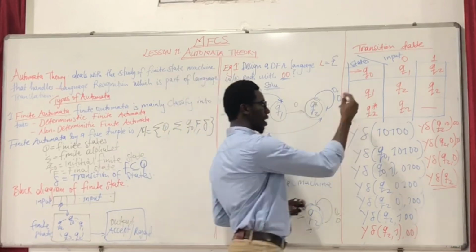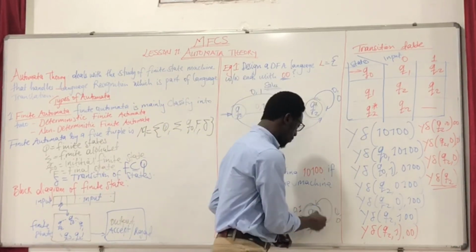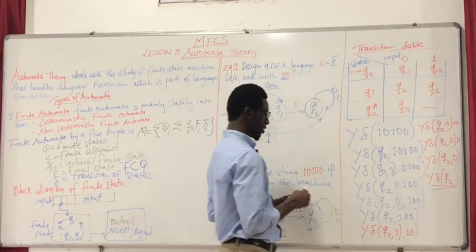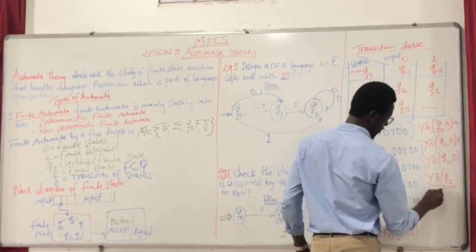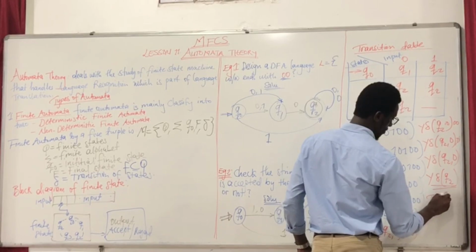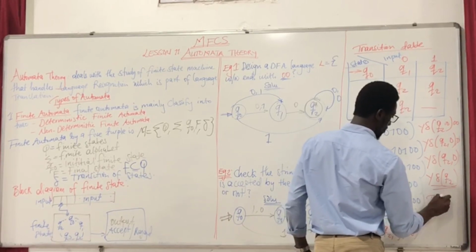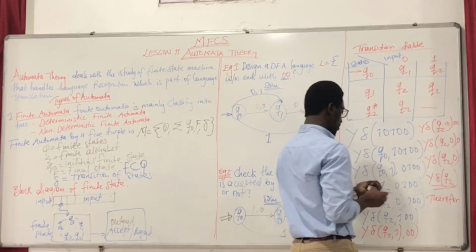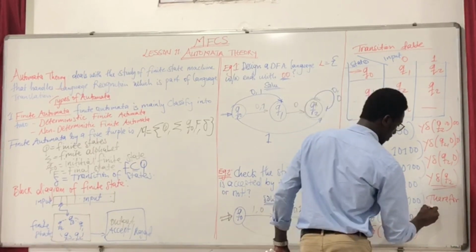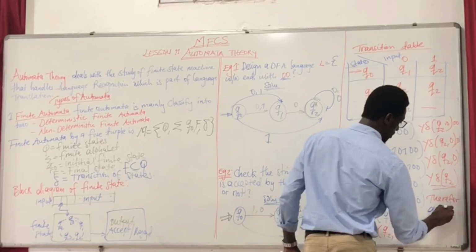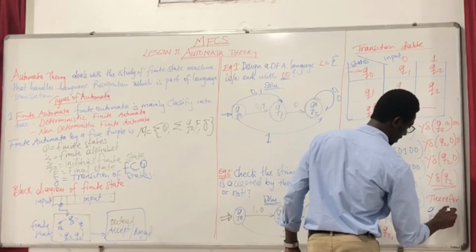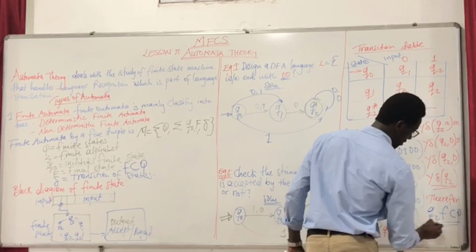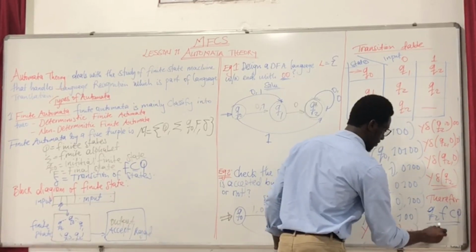So when you solve this type of problem, you end up with the final state. It means this is accepted by the machine. So therefore, Q2 is a final state of this machine, therefore it is accepted.